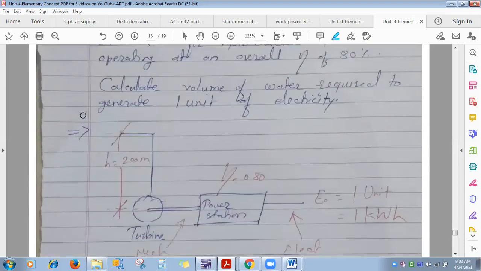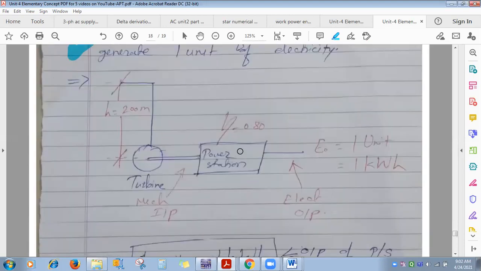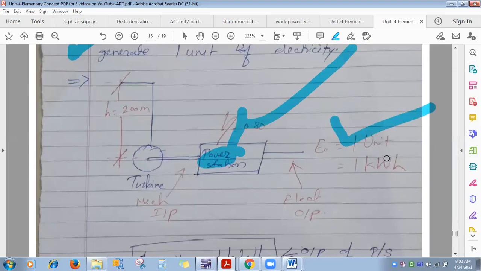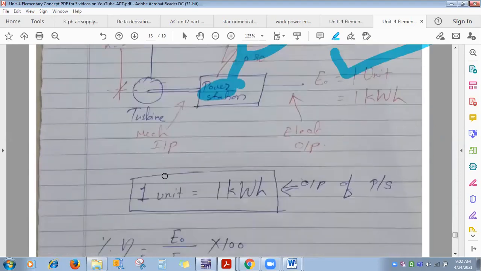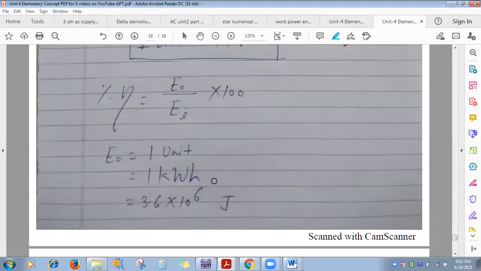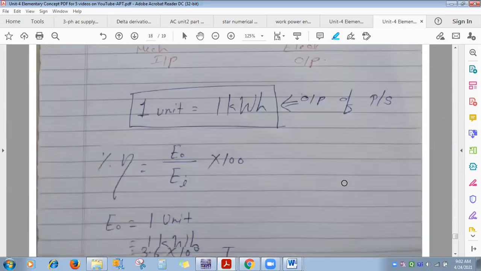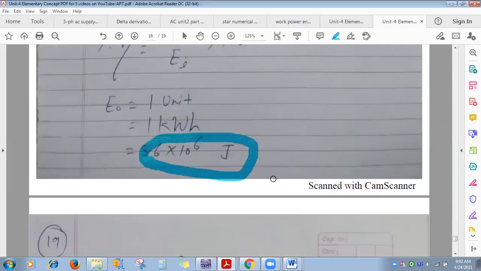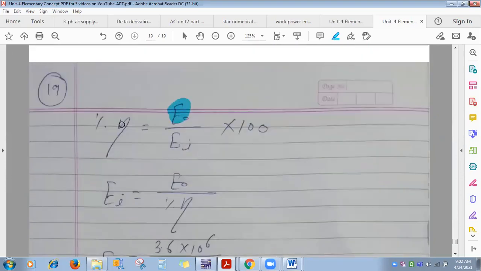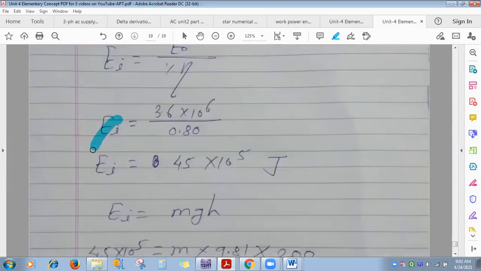Okay. Then again, this one numerical. See here, a generating station is given, its efficiency is given, output is 1 unit, that is 1 kilowatt hour. So efficiency is output by input. Using this you can calculate the input. Output is in kilowatt hour, convert it into joule, so this much joule. So output in joule you know, efficiency you know, input in joule you can calculate.